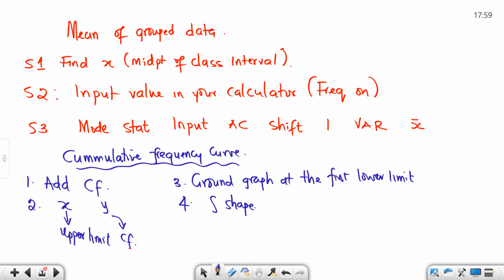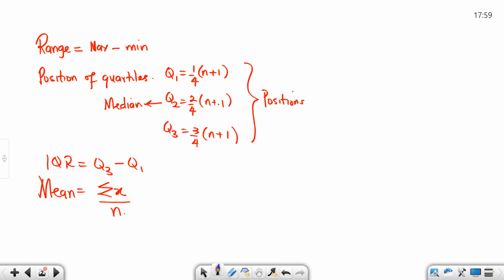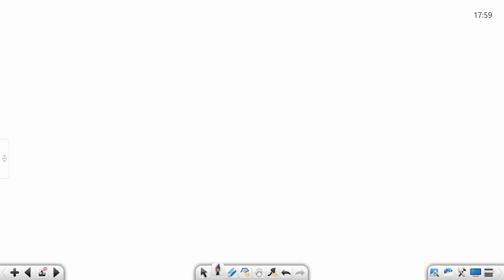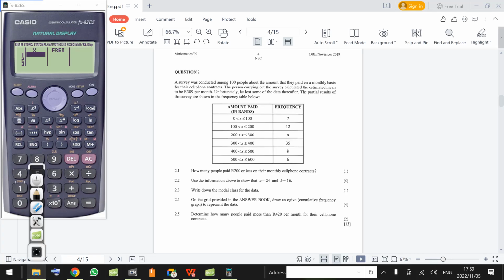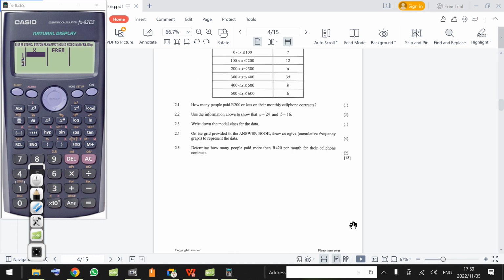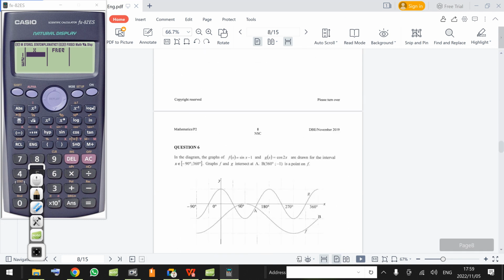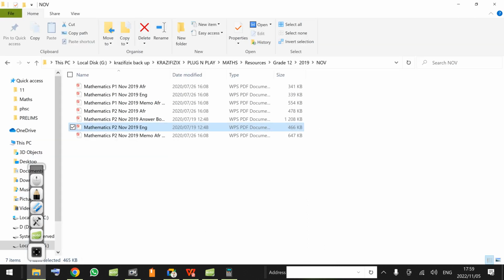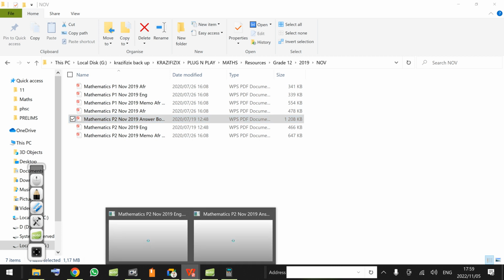Did you get it? 2019 what? November. Okay, I'm going to get a graph for us to sketch. Here it is, Mas. 2019 November. Oh no, if I don't have the answer booklet, then I won't be able to. Okay, I think I do have. Lovely.